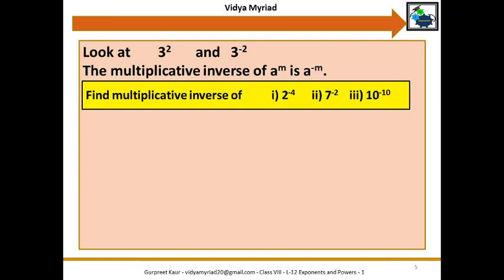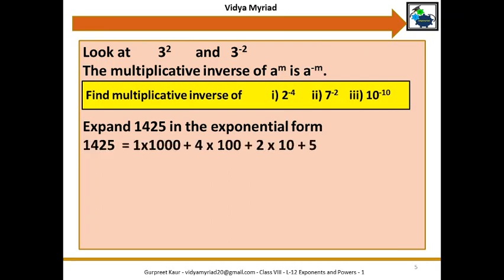Another type of question is, it is written expand 1425 in the exponential form, which means you should know how to write it in expanded form. First thing is to write it in the expanded form. It will be written as 1 into 1000 plus 4 into 100 plus 2 into 10 plus 5. Now, how to write in exponential form is, look into the thousands, hundreds and tens. You will write these in the form of powers.